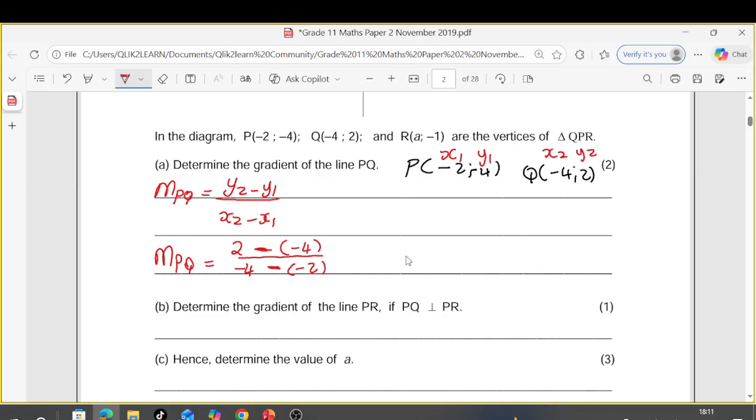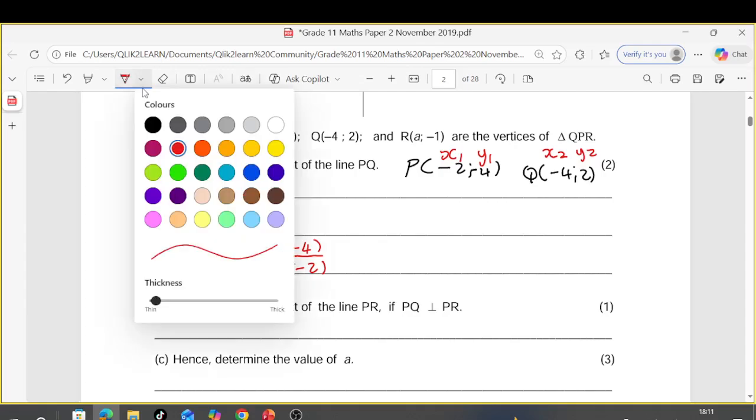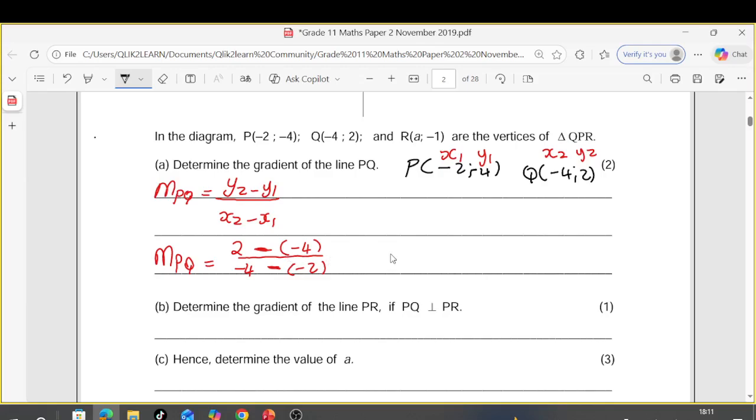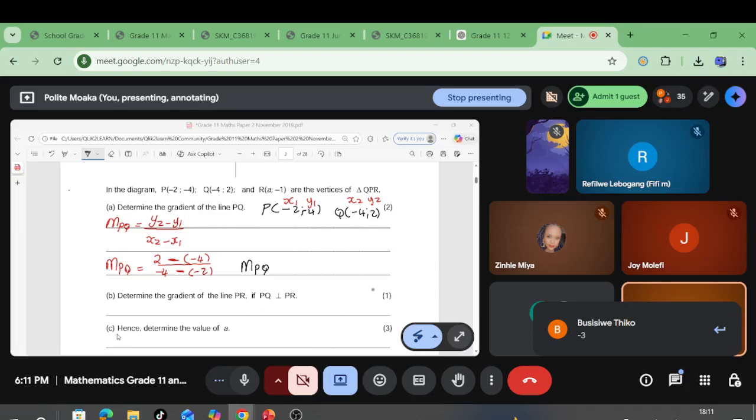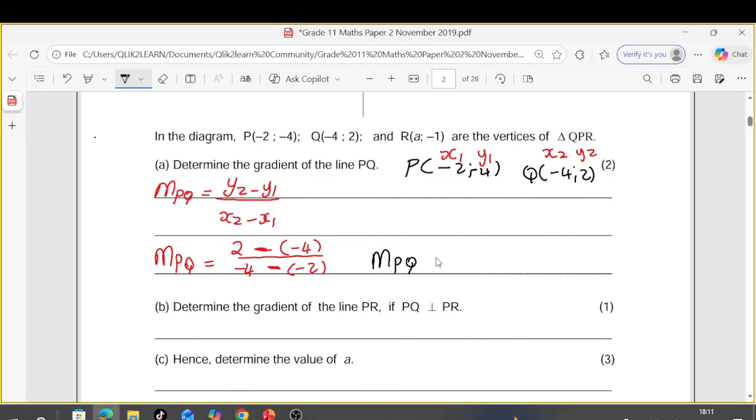So now, therefore, we can conclude: what is the gradient of PQ? I'm going to wait for you to tell me, just to make sure that you punch this correctly. Thank you. You got your answer as minus what? -3. I'm going to write the answer: my gradient is equal to -3. Thank you very much, Busisi. That's correct, right?